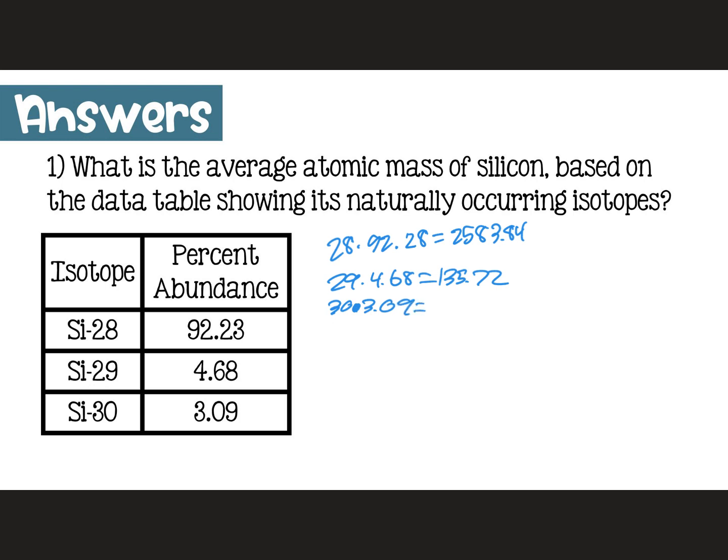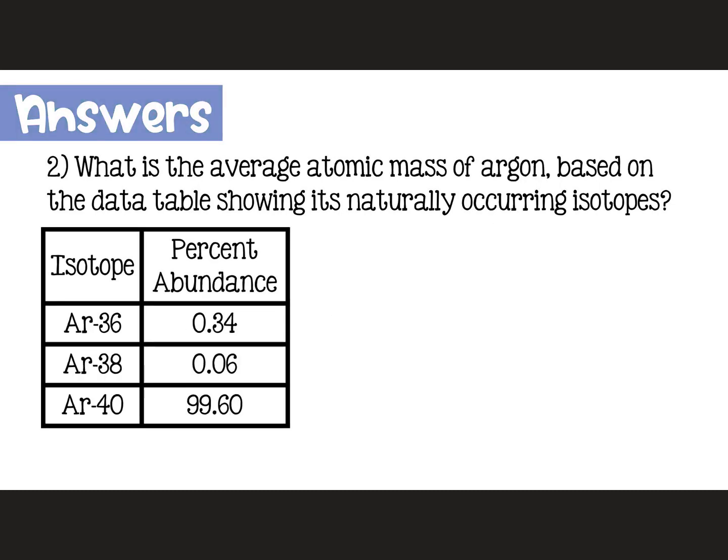We add all of these up, and then we divide by 100 since that's the maximum percent, and we get an average mass of 28.1226. Notice how each isotope has a whole number mass, but the average mass is a decimal. Let's go ahead and try another example.